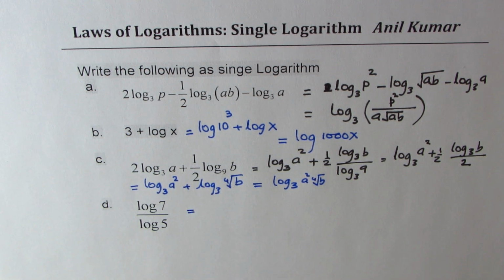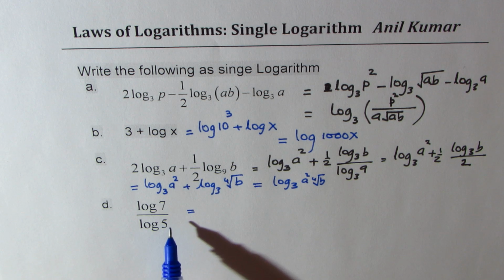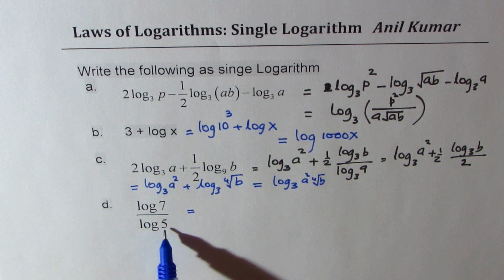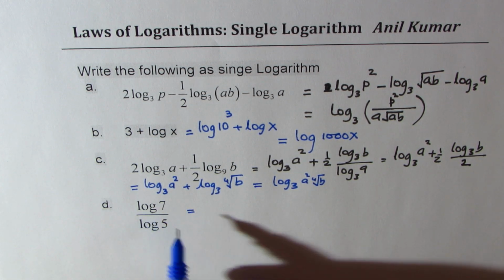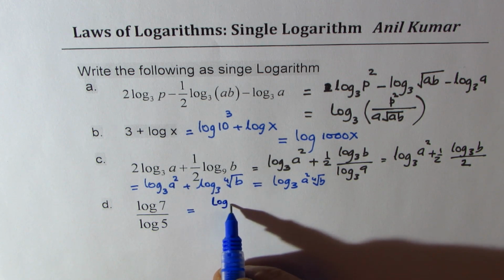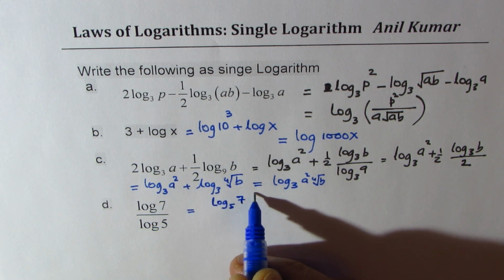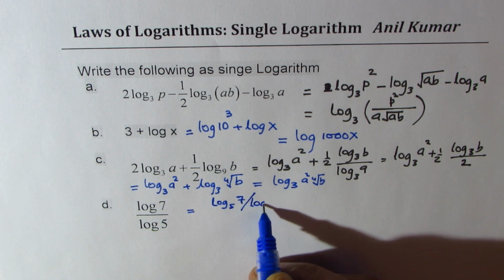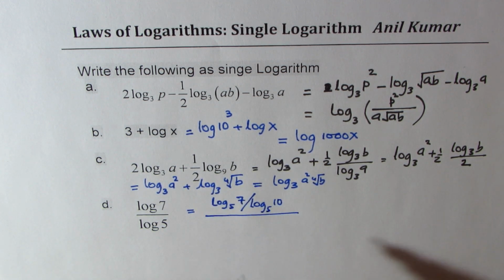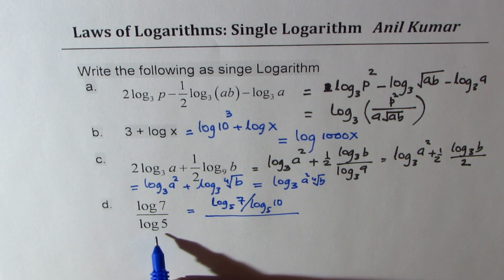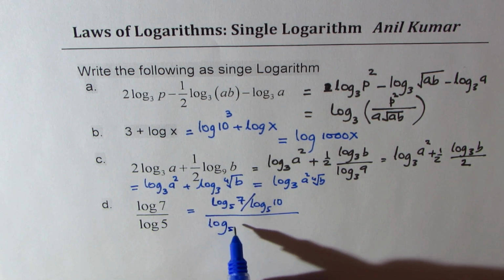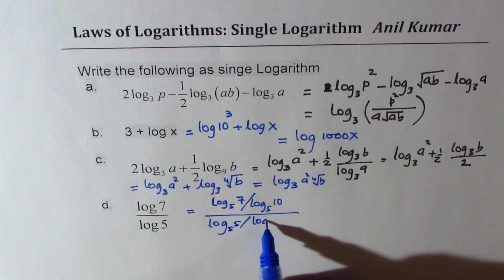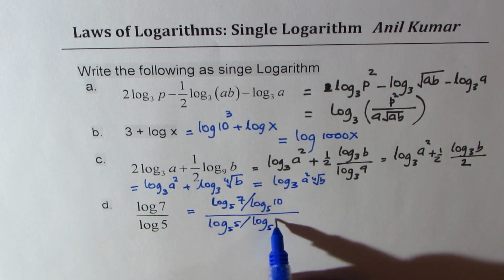Well, to get this one right, what we can do is we can again change the base to something. Let's change the base to, for example, 5. Okay. So if I change the base to 5, I get log to the base 5 of 7 divided by, this is 10, right? So it is log to the base 5 of 10. Correct? Similarly, I will change the base of the denominator also to the base 5. So see what we get. Log to the base 5 of 5 divided by log to the base 5 of 10.